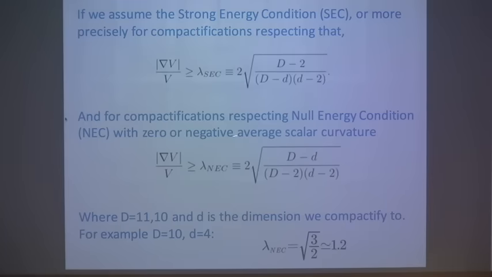And if you use the null energy condition, similarly, again, we know the null energy condition is not necessarily true in string theory. There are objects which violate it. But if you consider compactifications respecting it, you get a bound like this. Again, you get numbers of order 1. So if you go down, for example, to 4 dimensions from 10D, you get a number of order 1.2 for this bound.